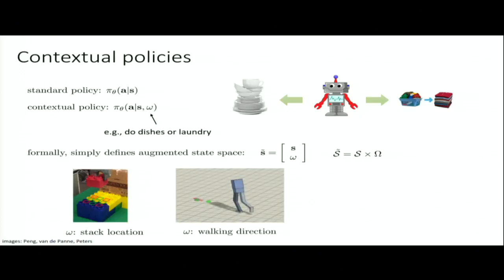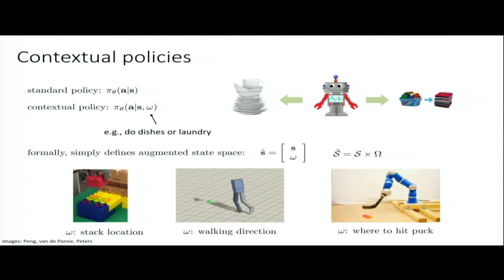Here you have a computer graphics project. You have a little humanoid trying to walk, and the context is the direction you want it to walk, which is indicated by the user. Here you have a robot hitting a puck, and the context is where that puck should be hit to, what's the destination, and so on and so on.